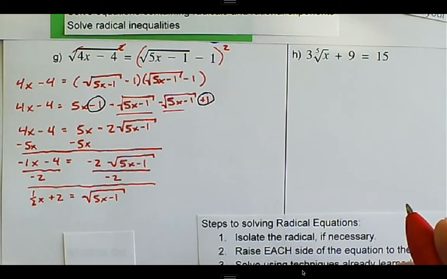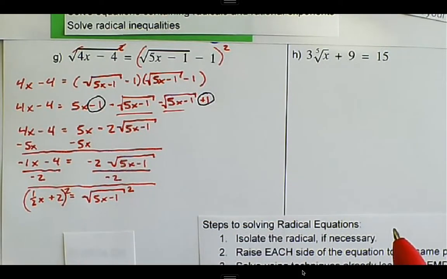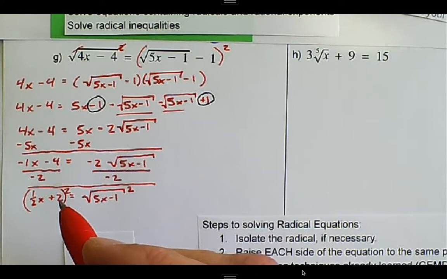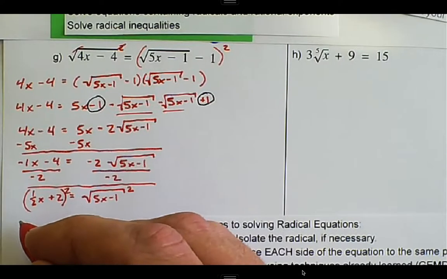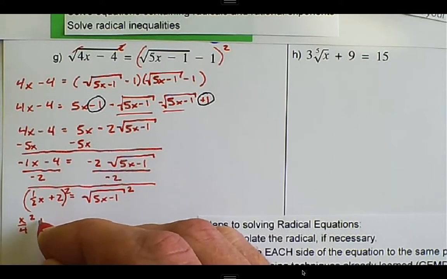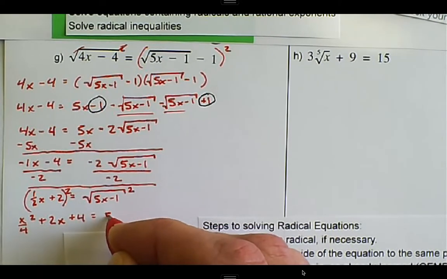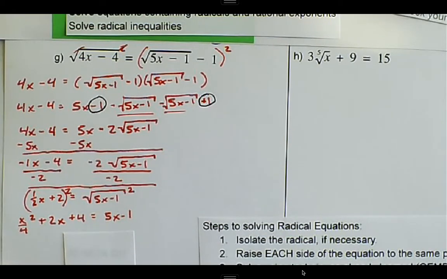And then we can square both sides. So we have the binomial on the left side, and we square the right side. On the left side, we have to FOIL this, 1/2 x plus 2 times 1/2 x plus 2. And what we get is x over 4 squared plus 2x plus 4 is equal to 5x minus 1.